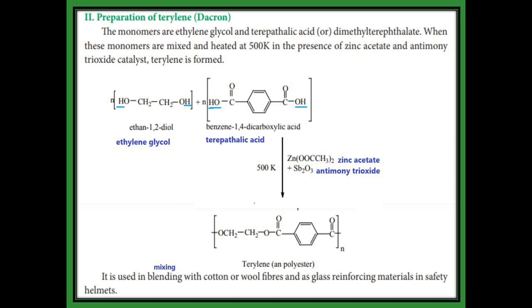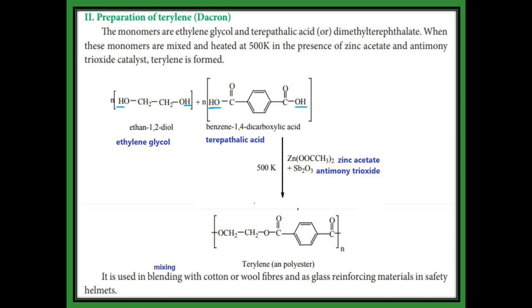for terephthalic acid. When ethylene glycol and terephthalic acid undergo polymerization when heated to 500 Kelvin in the presence of zinc acetate and antimony trioxide, we get terylene with the elimination of water molecules.